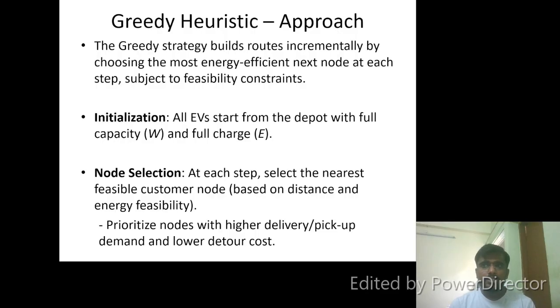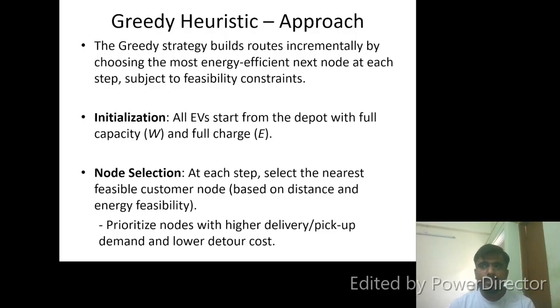The process starts with all EVs at the depot, fully charged and empty. At each step, the algorithm looks for the nearest customer that the EV can actually serve, meaning it has enough energy to get there and back, or to reach a charger, and enough capacity for the pickup or delivery. When choosing between multiple feasible options, it prioritizes customers with larger demand and those that require less of a detour from an efficient path.